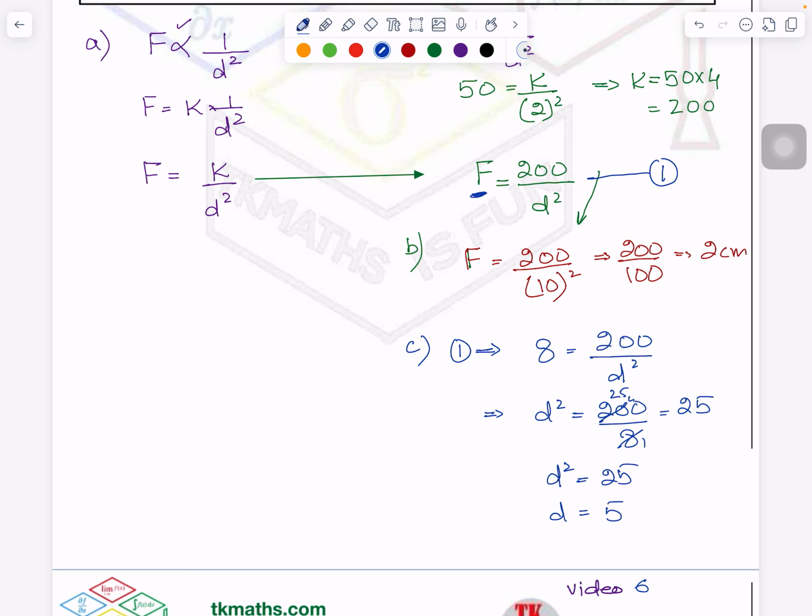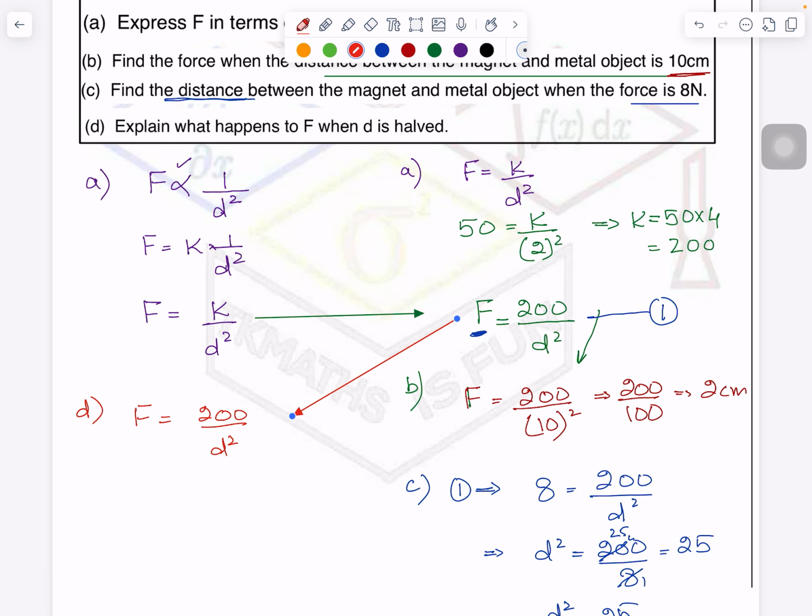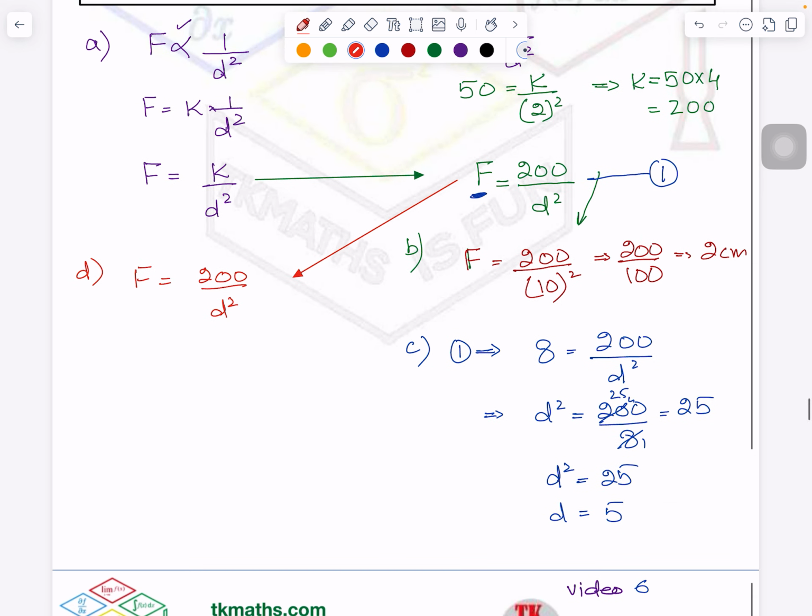Now let's come to part D. So we have the force equation as 200 divided by d squared. This is the equation we have found, the relationship between F and d. Part D says explain what happens to force when d is halved. When d is halved, in this equation, now you will take d as d upon 2. Because whatever the value of d is, when you halve it, it will be divided by 2. So in place of d, now I will write d upon 2. I hope you understood the reason. And then it will be squared. So what will it become?